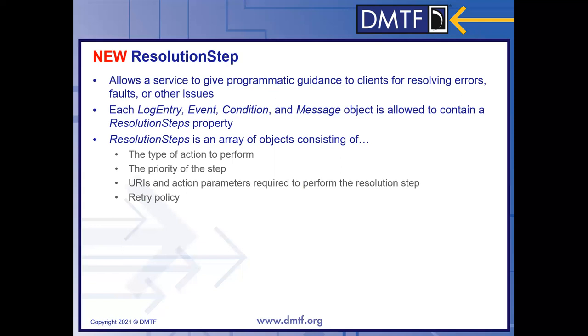As we indicated earlier, we had one new schema file called ResolutionStep. The intent of this is to give a programmatic interface for how to resolve an error or other type of fault associated with messages. If you look through log entries, or you get events, or you go through conditions on a resource, or just other messages that might appear in payloads, there can potentially be a resolution steps property, which is an array of objects that tells a user what type of operation to perform to correct this entry. Is this the first, second, third, or nth thing to try in the sequence of resolutions?